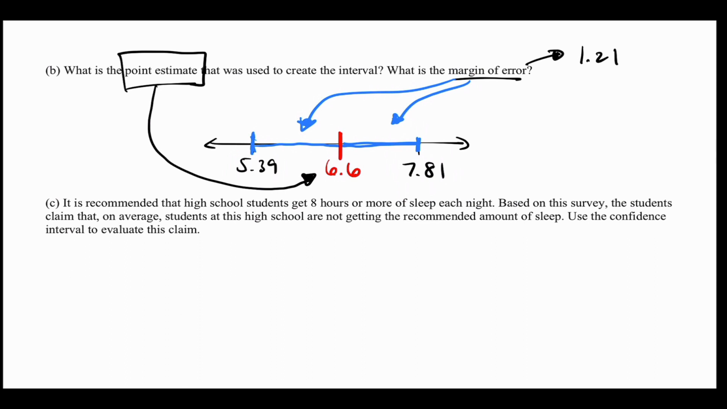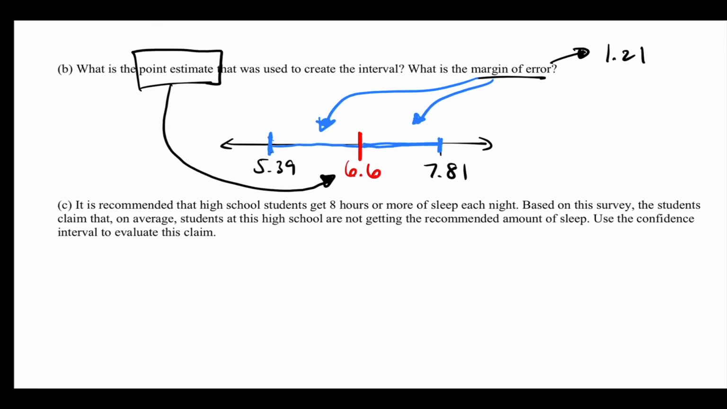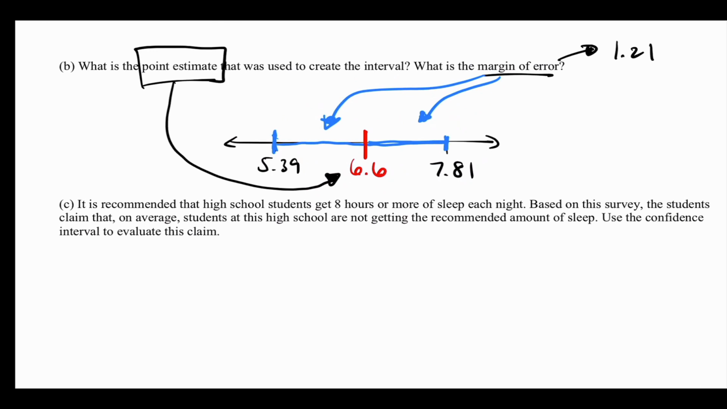So the claim is students on average are not getting the recommended amount. Is that true? Yes, because 8 is not within that interval. I'm 95% confident that the true average is somewhere between 5.39 and 7.81. So based on what I have, I'm pretty confident that they're not getting the right amount of sleep on average. Okay, based off the interval.